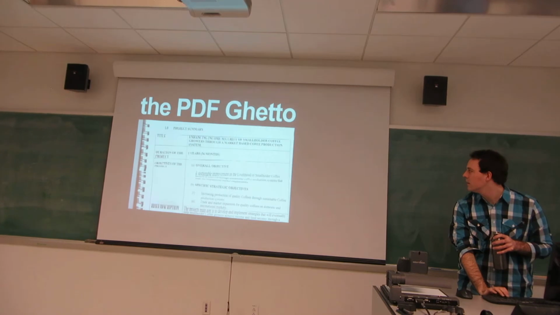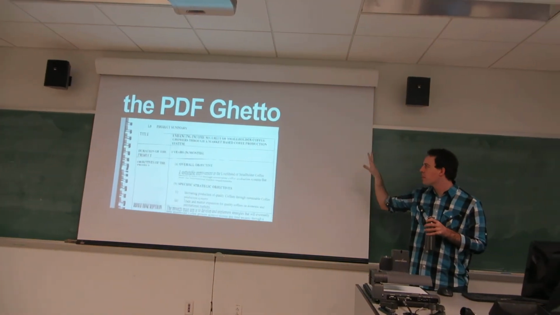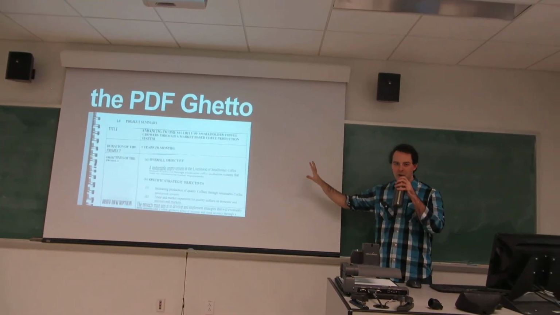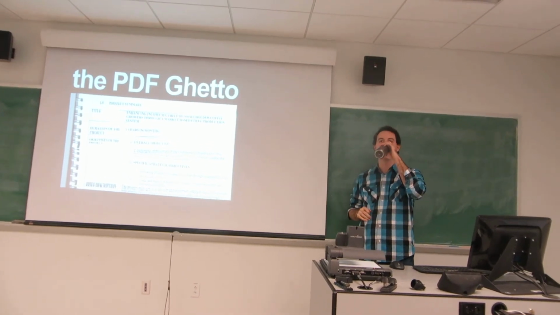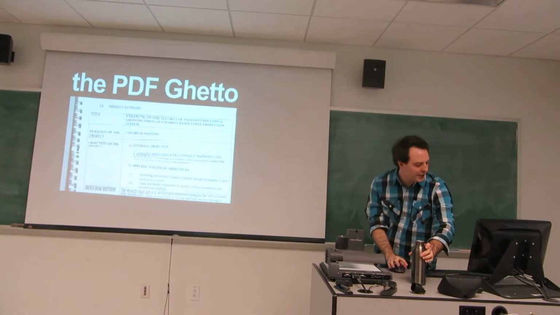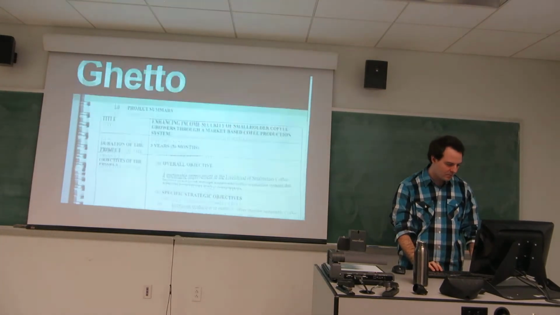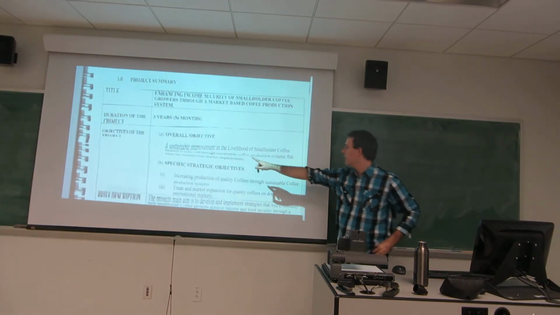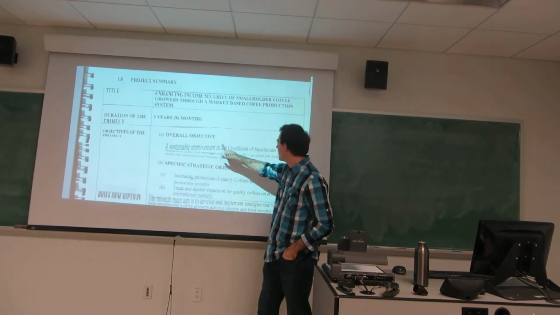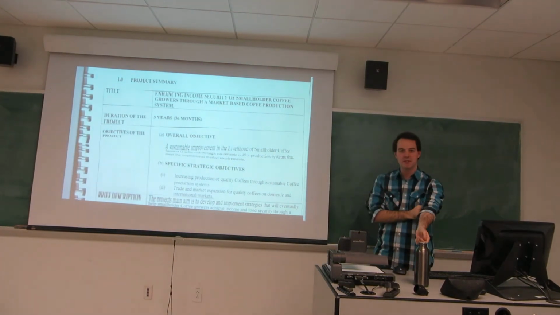So, some example inputs. The PDF ghetto. What do the contents of the PDF ghetto look like? They look atrocious. I'm going to try to zoom in on this. So, this piece of paper looks like it was sort of mashed up before it was scanned.